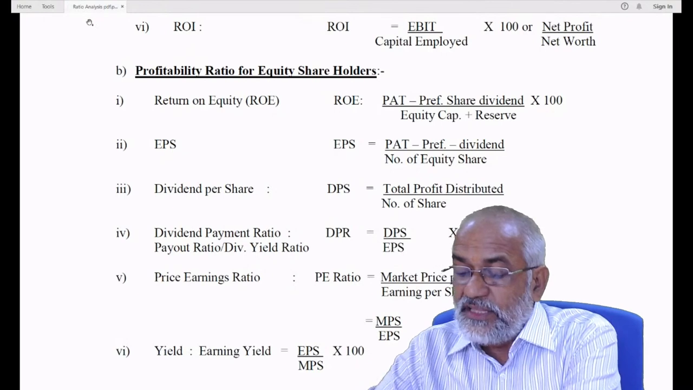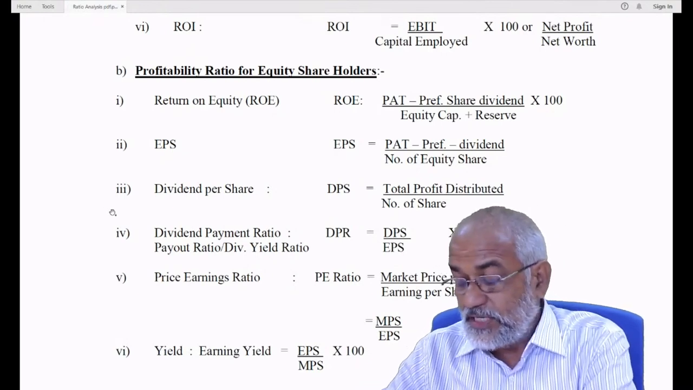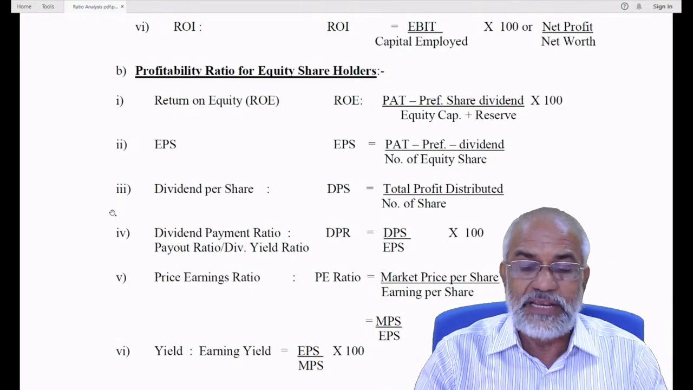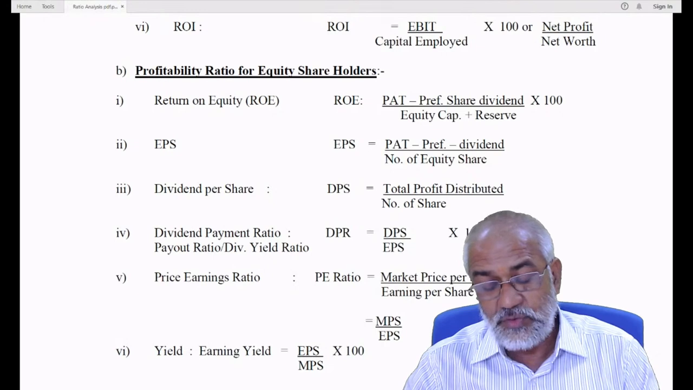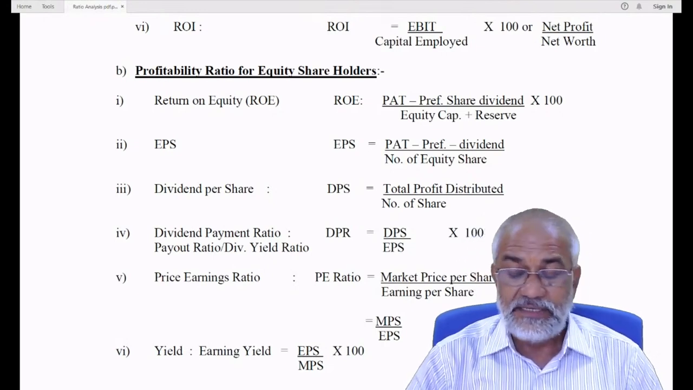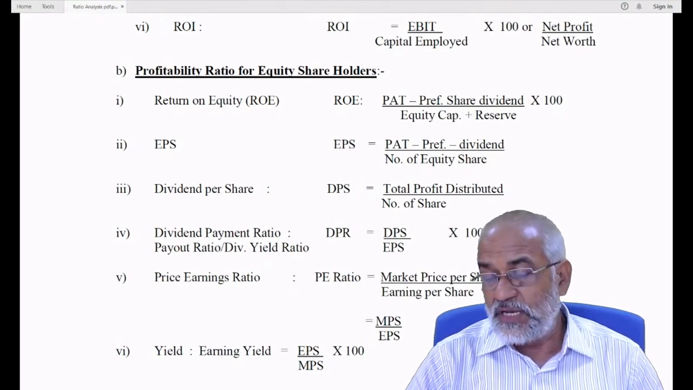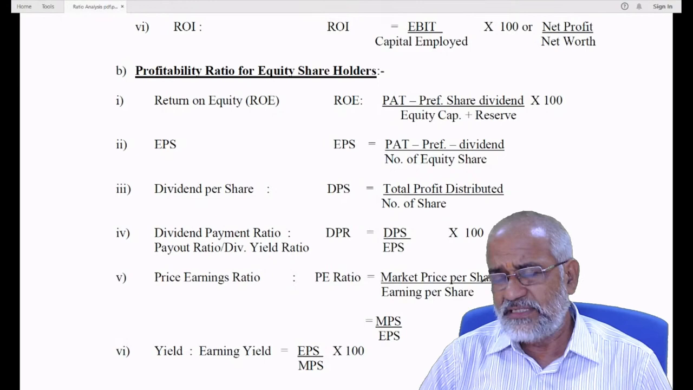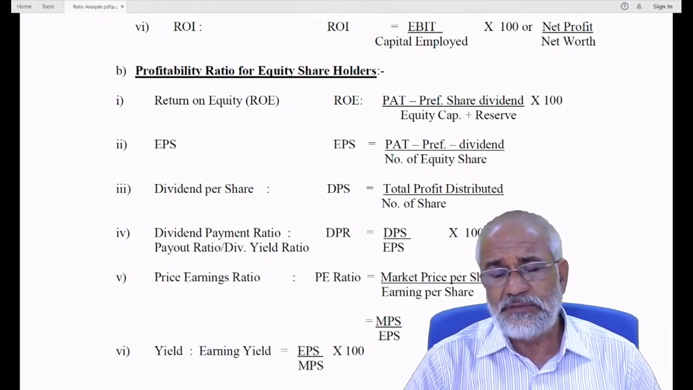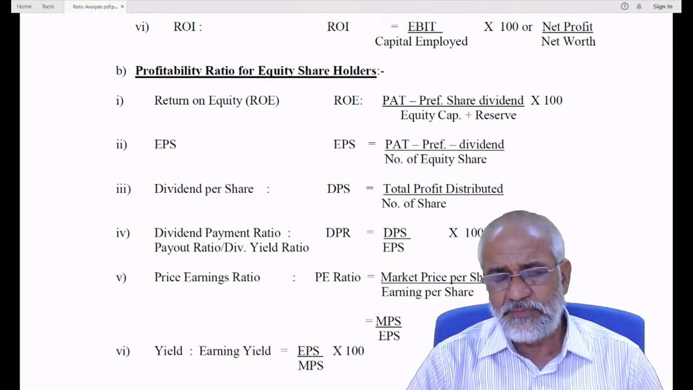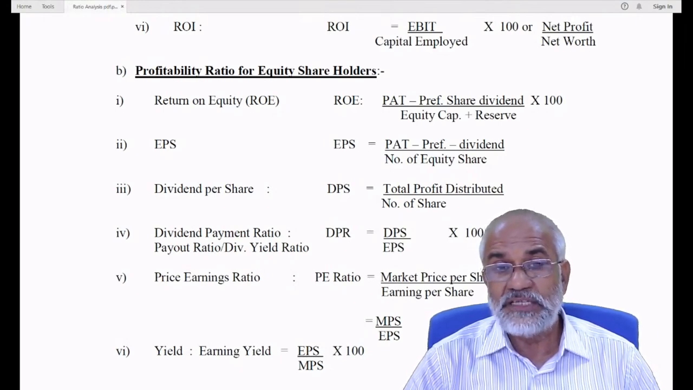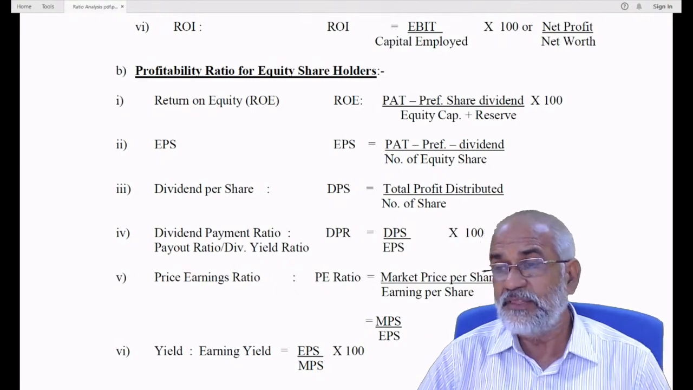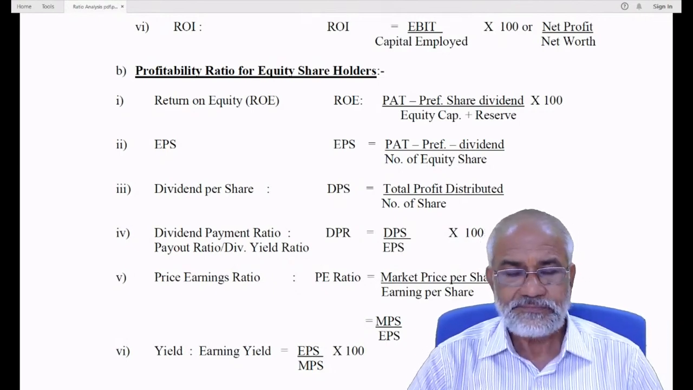At this juncture, in this chapter on ratio analysis, another important topic has to be discussed. If it is not discussed, we cannot say that our discussion is complete. That is the DuPont analysis. It was advocated by a person from the DuPont company for the first time in the year 1968 to 70.